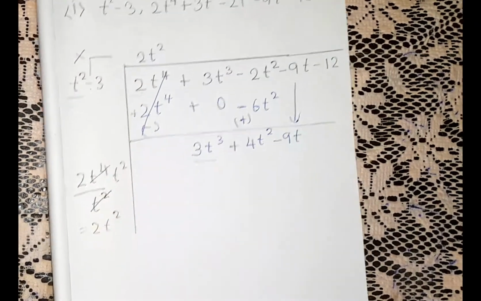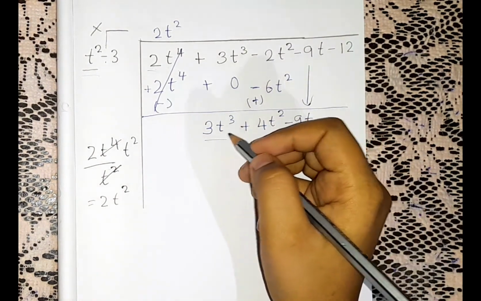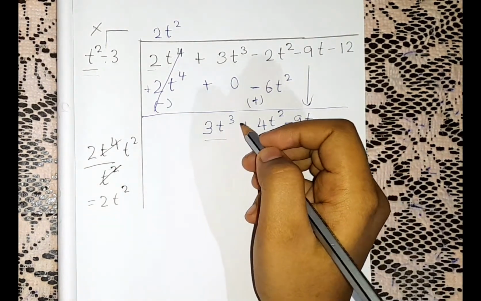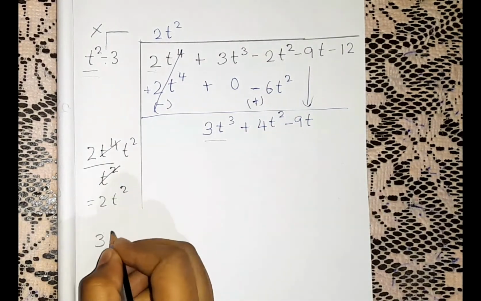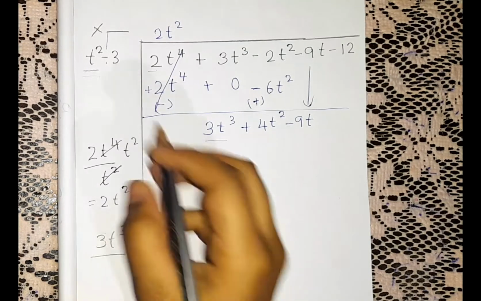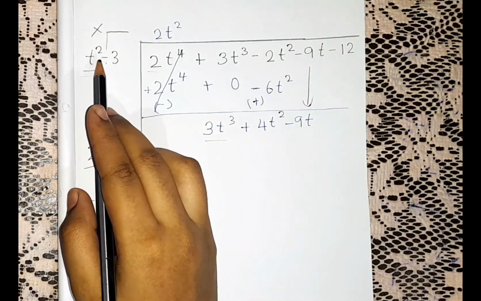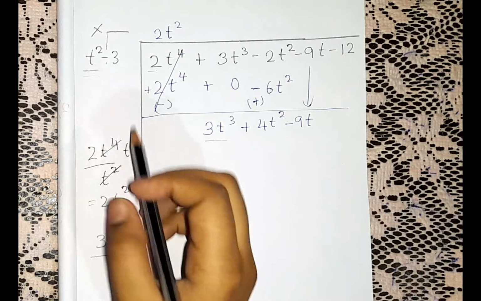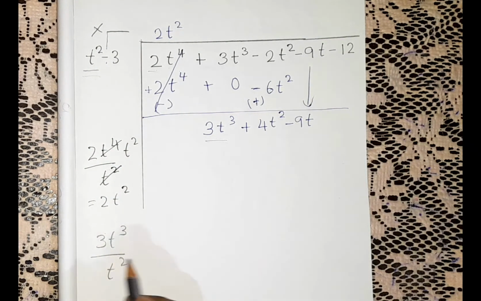Okay, this is the rule. Please don't forget that. So here I'm going to be taking the first term, that is 3t cube. So let me just take it. So it is 3t cube divided by, what is the first term right over here? In the divisor, the first term is t square. Am I right? T square. So I'm going to be taking t square. So 3t cube divided by t square.